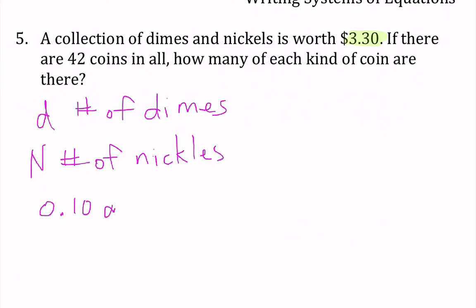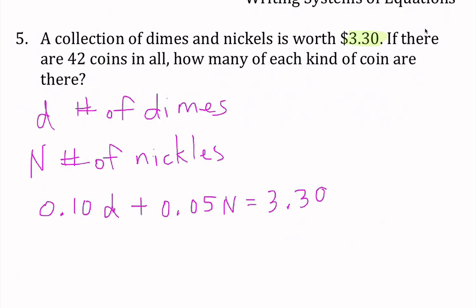So we get 10 cents for every dime, plus how much for every nickel? Well, a nickel is worth 5 cents, and the way you write 5 cents is 0.05. So I get 10 cents for every dime, plus 5 cents for every nickel, equals the total amount that it's worth, which is $3.30. Okay, money goes with money. So we're done with the money total.